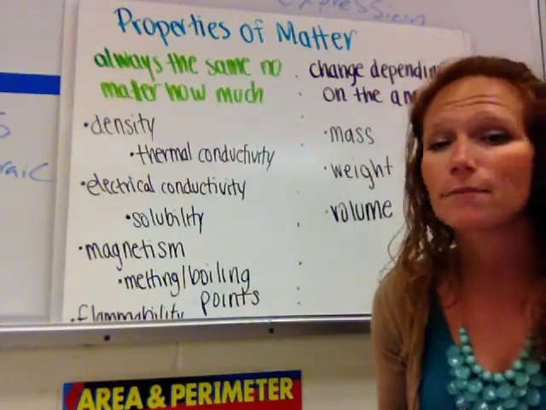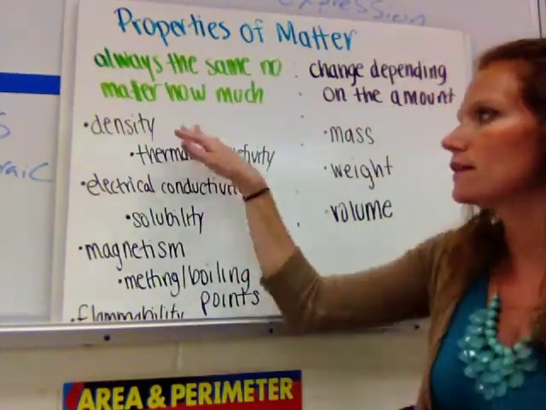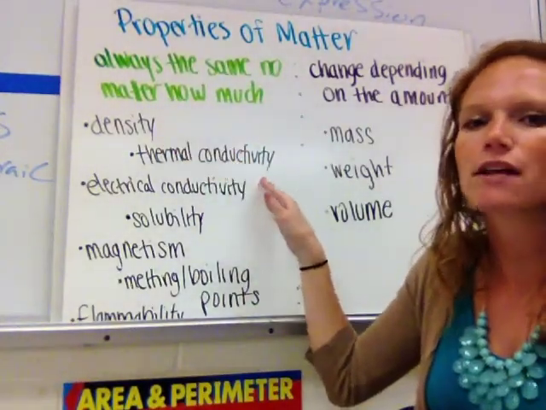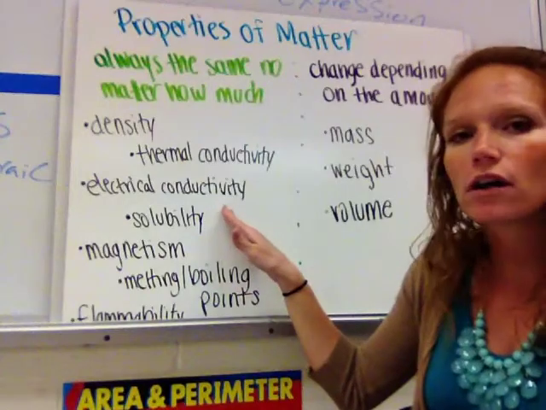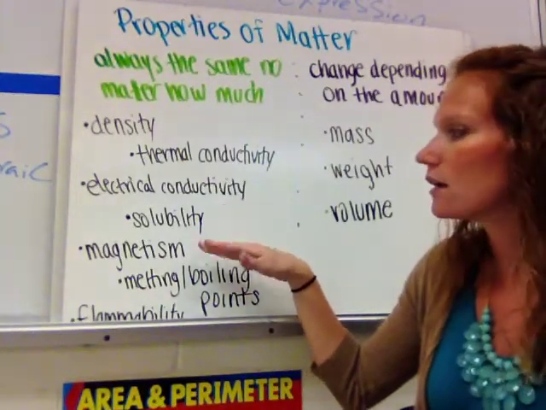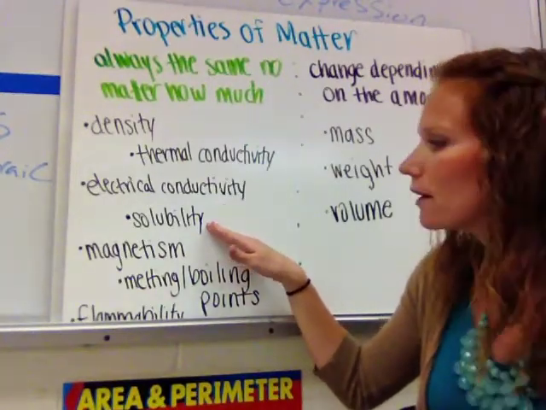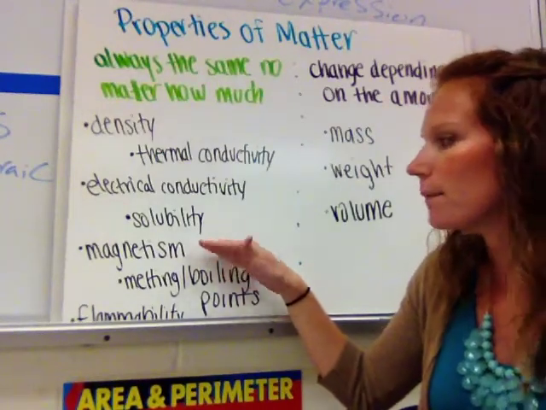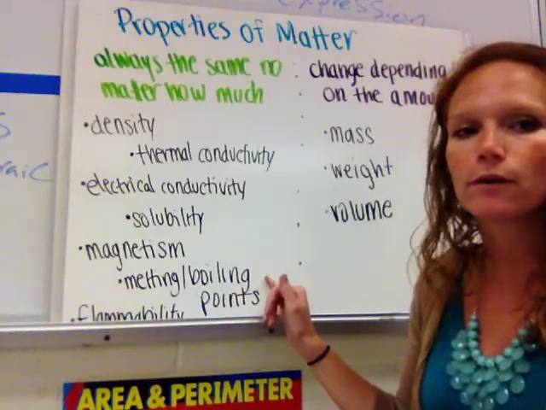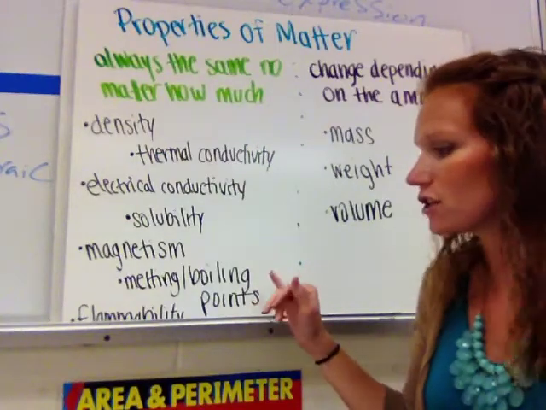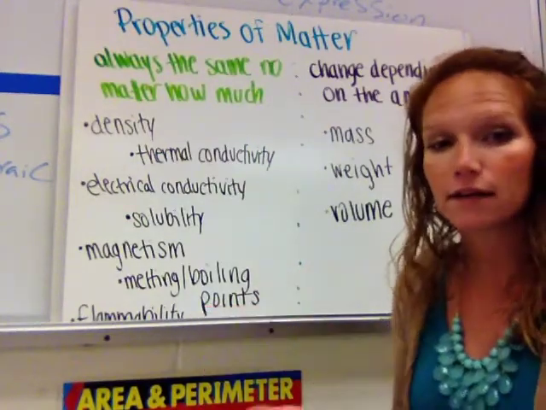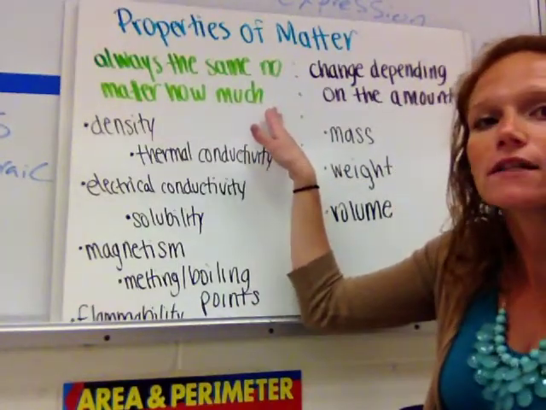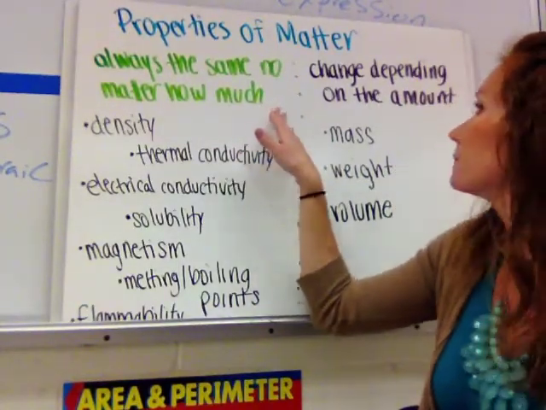Properties that are always the same no matter how much you have, some examples of that's density, which is the ratio of mass to the volume, thermal conductivity, which is how well it conducts heat, electrical conductivity, how well it conducts electricity, solubility, does it dissolve in water, magnetism, is it magnetic? If you put a magnet near it, does it line up magnetically? The melting and boiling point, that's the temperatures at which it changes states, and flammability, does it catch on fire? Those were all, again, properties that are always the same no matter how much of that object you have.